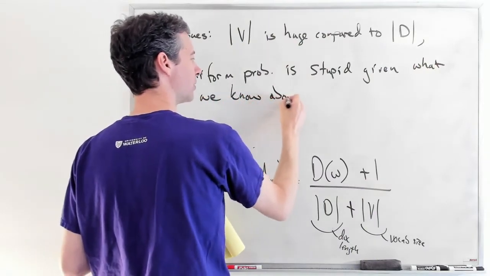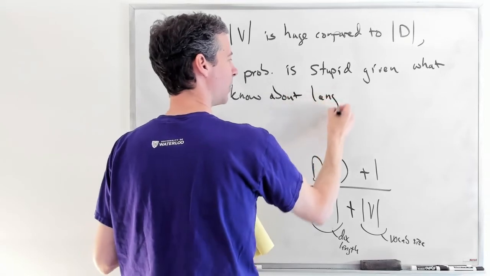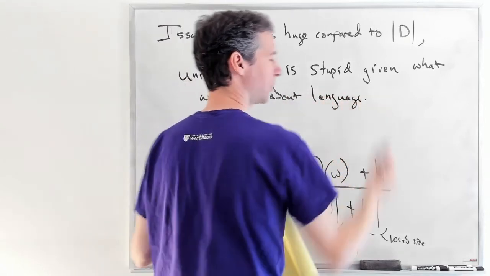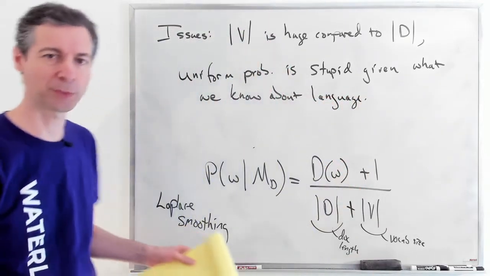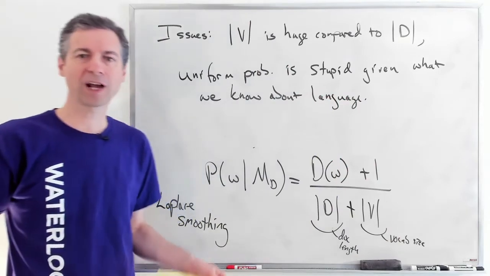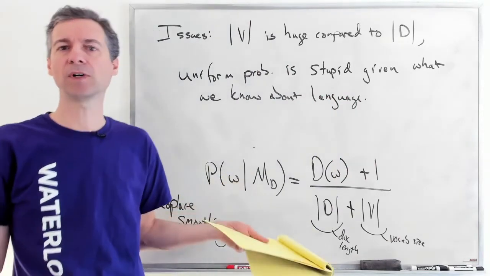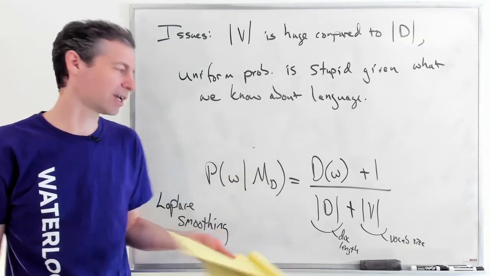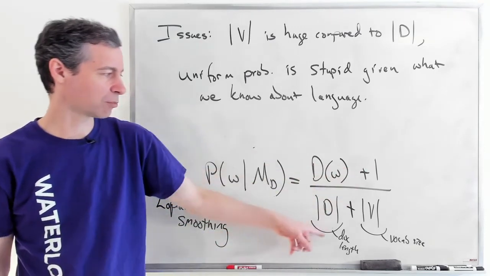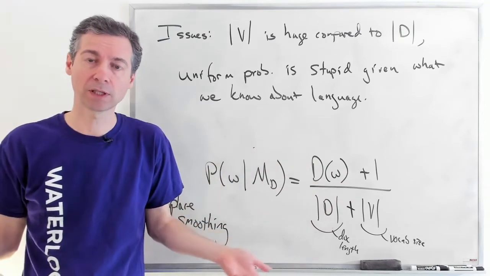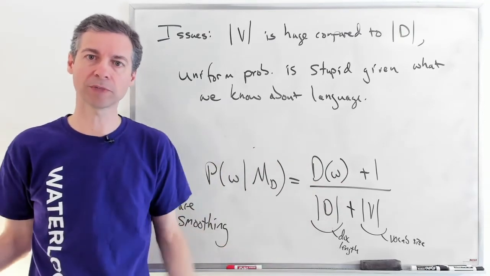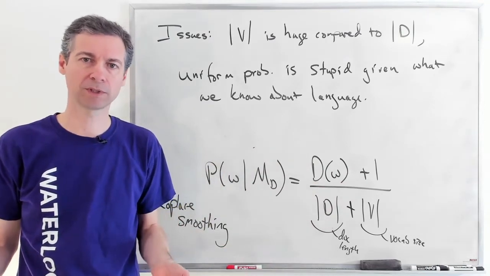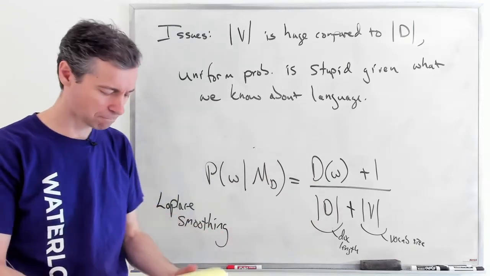So we went over this earlier in the term. We know that there are words that appear more often than other words. We're not naive about language. We wouldn't actually think that we should give a prior probability that's uniform to every single word in the vocabulary. It doesn't make any sense at all.